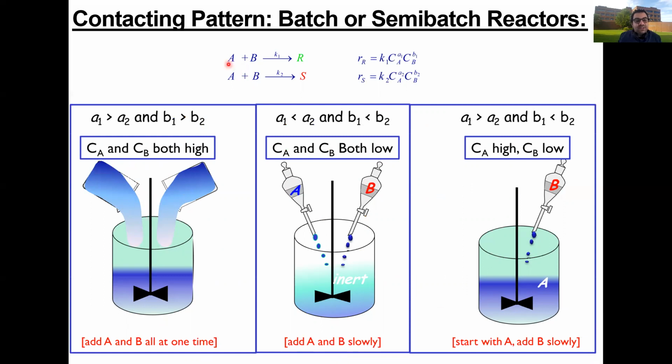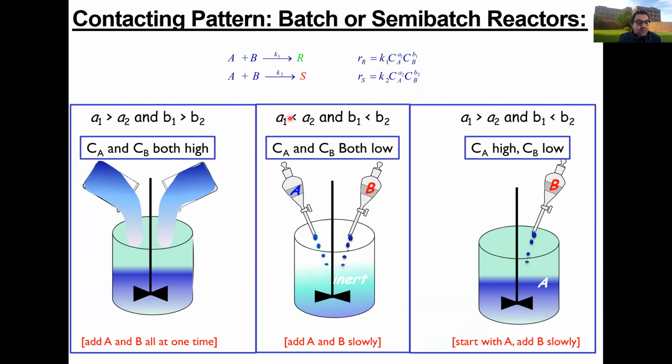Sorry, so if I have a system of A plus B going to R and a system of A plus B going to S, again, this system is in parallel, right? And if I write my reaction rate expressions, I have r_R is equal to k1 C_A^a1 C_B^b1, r_S is equal to k2 C_A^a2 C_B^b2. I have my first contacting pattern.